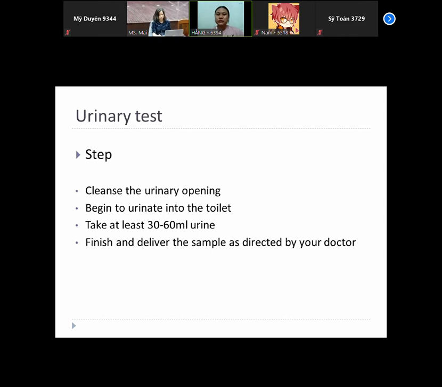If you can't deliver the sample to the designated area within 60 minutes of collection, refrigerate the sample unless you've been instructed otherwise by your doctor.